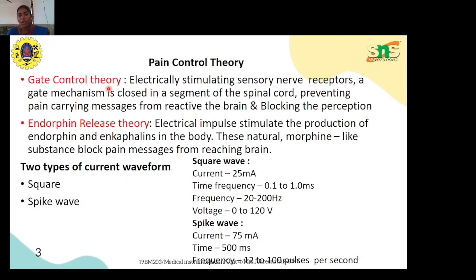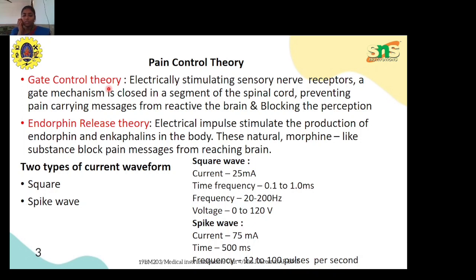Once again, repeating the endorphin release theory: here we are stimulating the production of endorphin-like substances in the body. How are we stimulating? By applying the electrical impulse, thereby increasing the production of endorphin and enkephalin substances in the body. We are blocking the particular messages from reaching the brain. So this is the endorphin release. These are the two main pain control theories in our body to control the pain from reaching the brain. Next we will see the types of current waveforms.